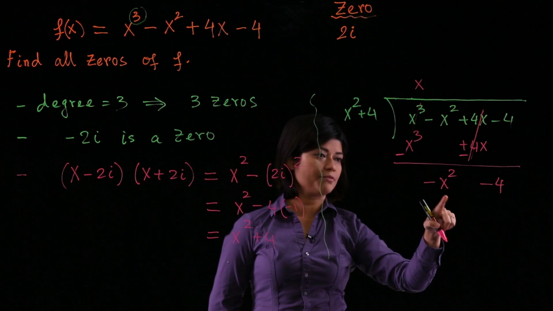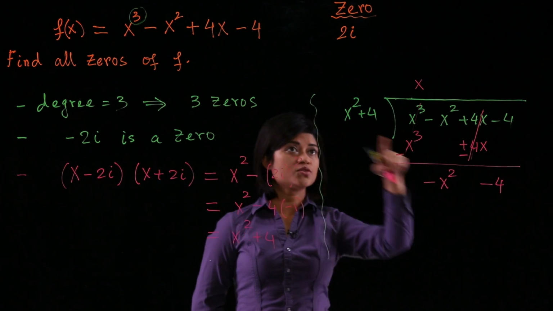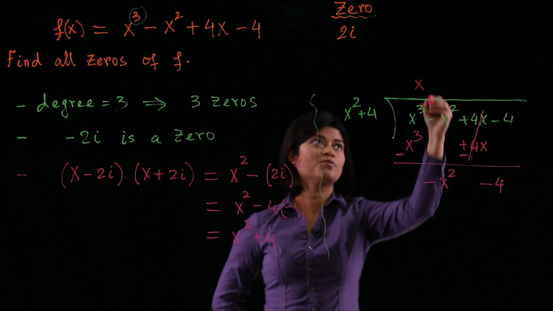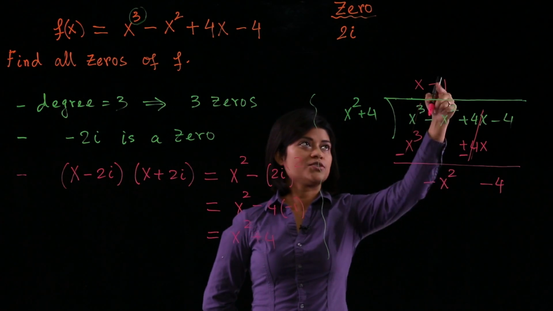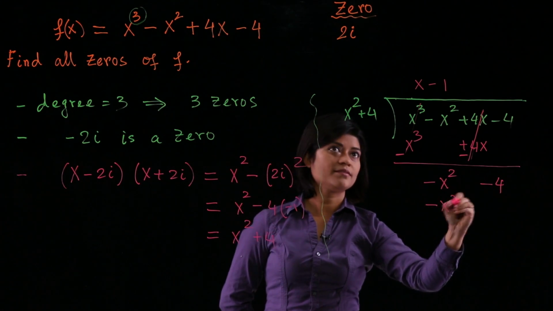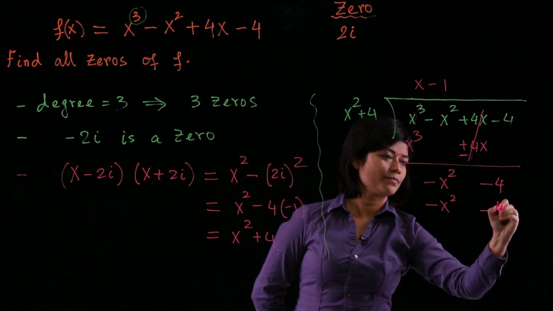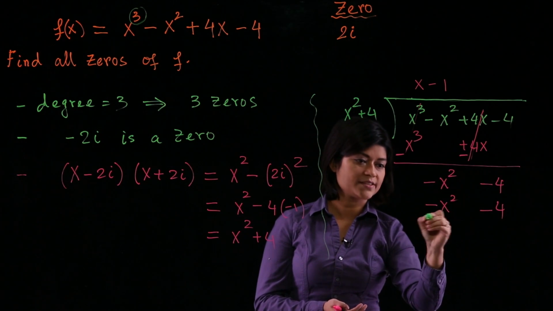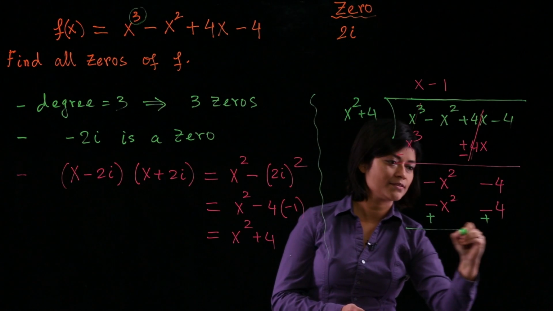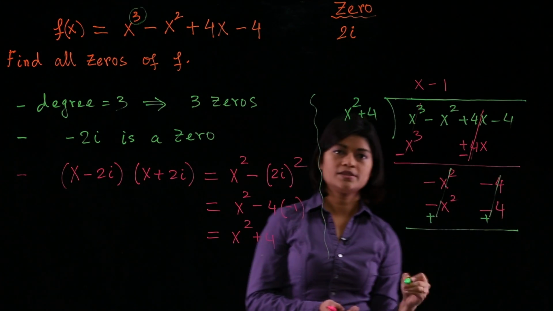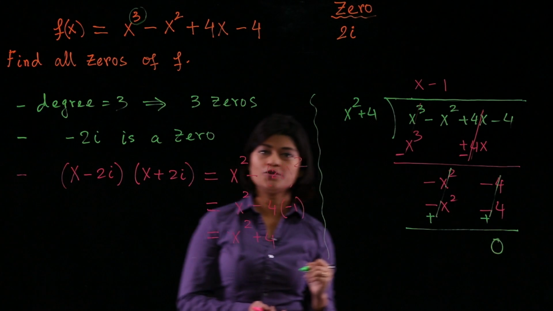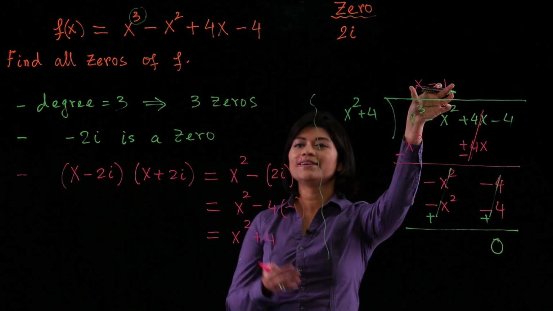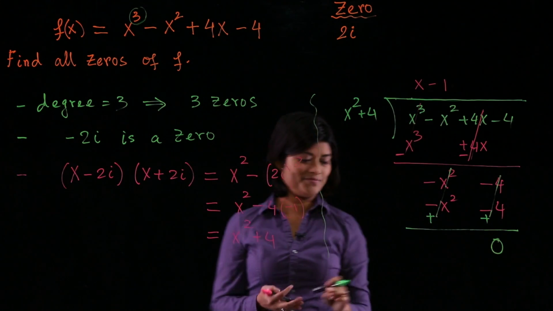So next, we have to cancel out negative x squared. So what should you multiply with x squared to get a negative x squared? Of course, negative 1. So when you multiply, you get negative x squared and a negative 4. Well, remember that the bottom row we subtract, so change the sign. This is plus, this becomes plus, and of course both terms cancel away. Remainder is 0. So what does that tell you? That tells you that x minus 1 is the last factor.